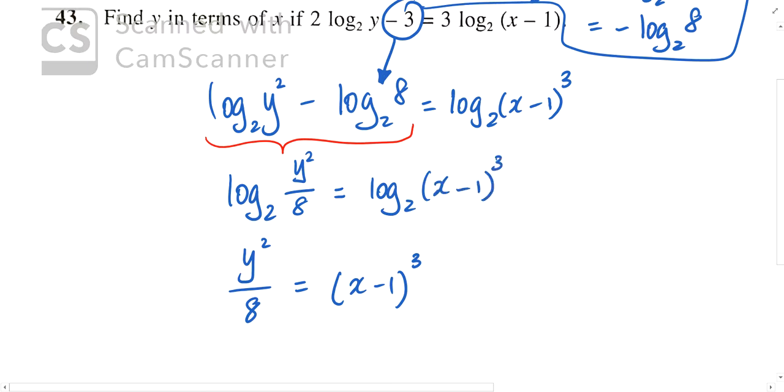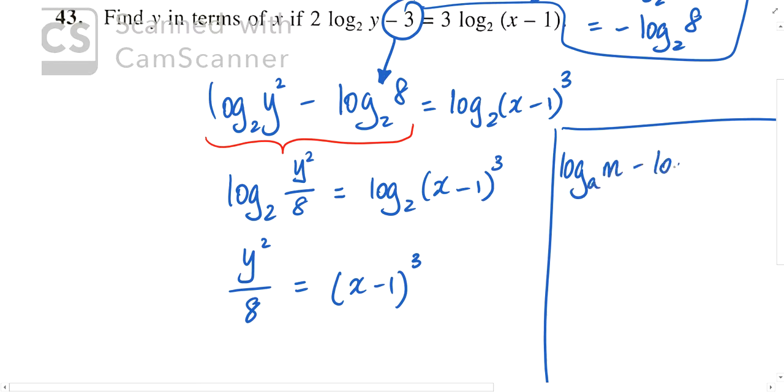Okay, so how did he go from the first step to the second step? This is another law, one of the first few that we learned. Log base a m minus log base a n equals log base a m over n. Okay? So because the two of them have a log base 2 and they are the same, therefore y squared over 8 must be equal to x minus 1 power 3.